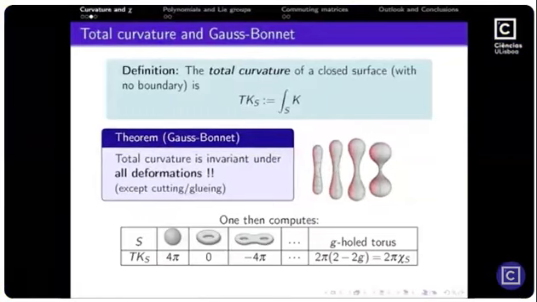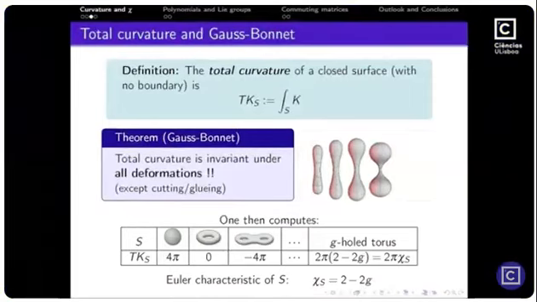Then if I take a torus, the curvature is going to be 0, because inside the torus there will be negative curvature that compensates the positive curvature outside. If I take a two-fold torus, etc., the curvature starts being negative. And if I take a torus with G-fold, the curvature would be this formula, where chi-s appears. What is chi-s? The Euler characteristic of a surface.